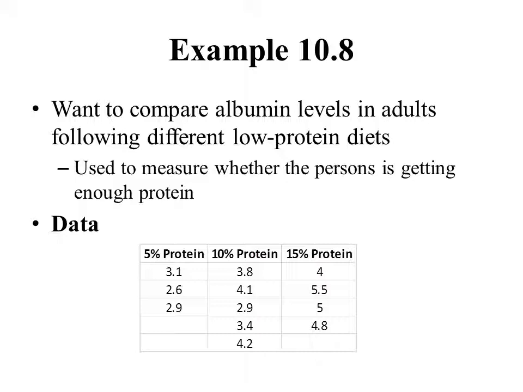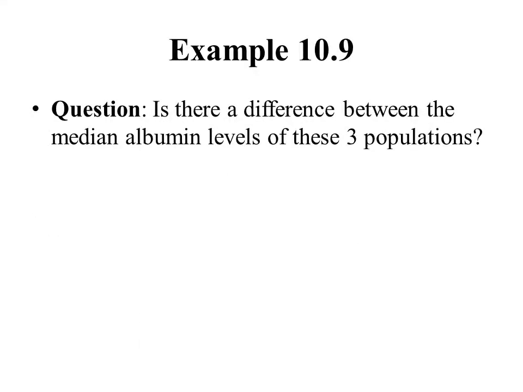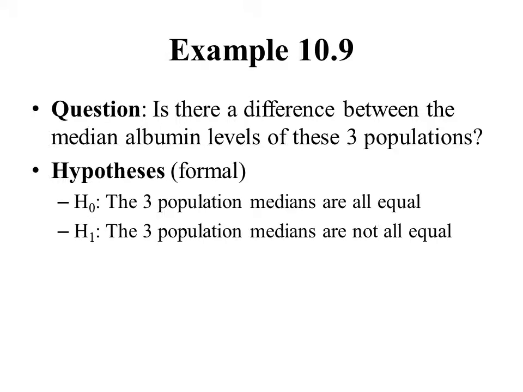Okay. So we have 3 independent populations here. One population is all people on the 5% protein diet, the second is all people on the 10% protein diet, and the third is all people on the 15% diet. We want to compare those 3 populations using these three samples of data. Okay. So the question is, is there a difference between the median albumin levels of these 3 populations? So the formal hypotheses that we're going to test in this example are that the 3 medians are all equal versus the 3 medians are not all equal.